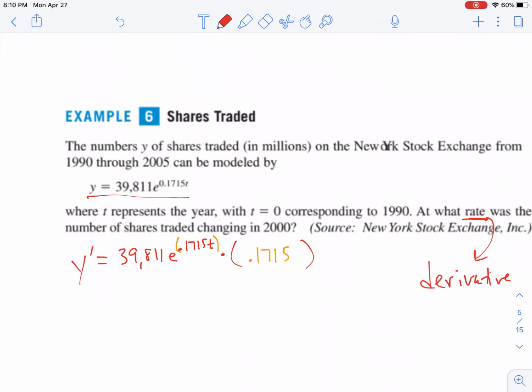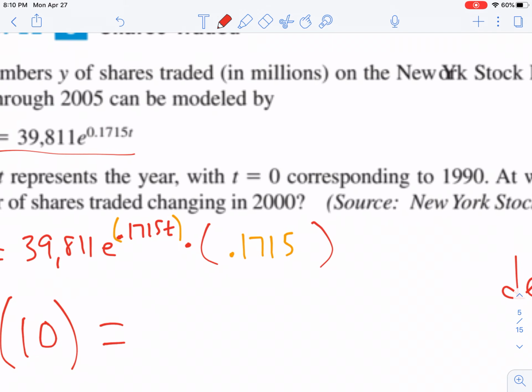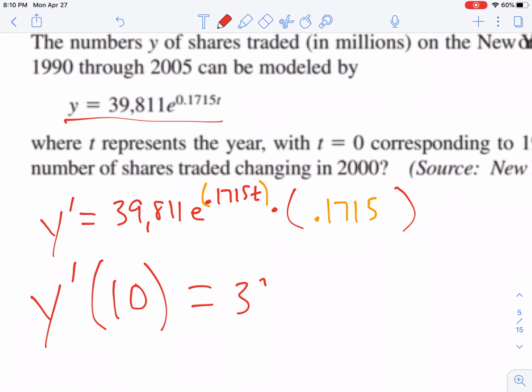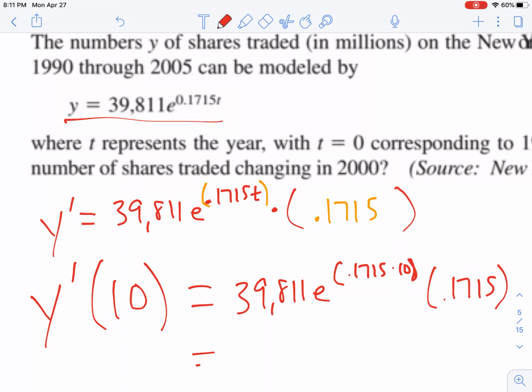Now this wants us to find y prime in the year 2000, which means when t is going to equal 10. So basically it wants us to plug a 10 in where the t is to figure out what the instantaneous rate of change at 10 years later is. So 0.1715 times 10 times 0.1715. Multiply all that out. Get your handy dandy calculator out.